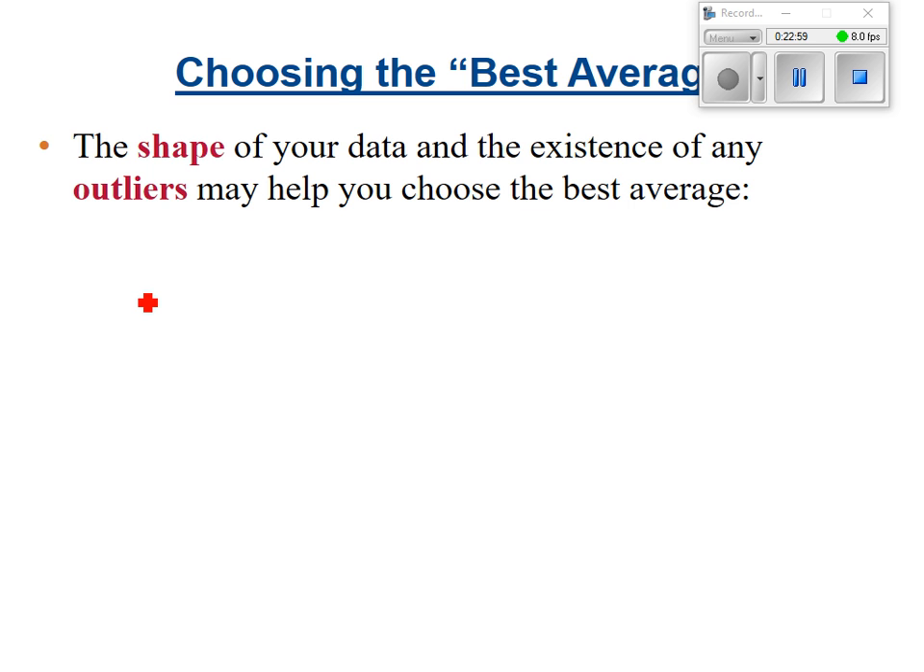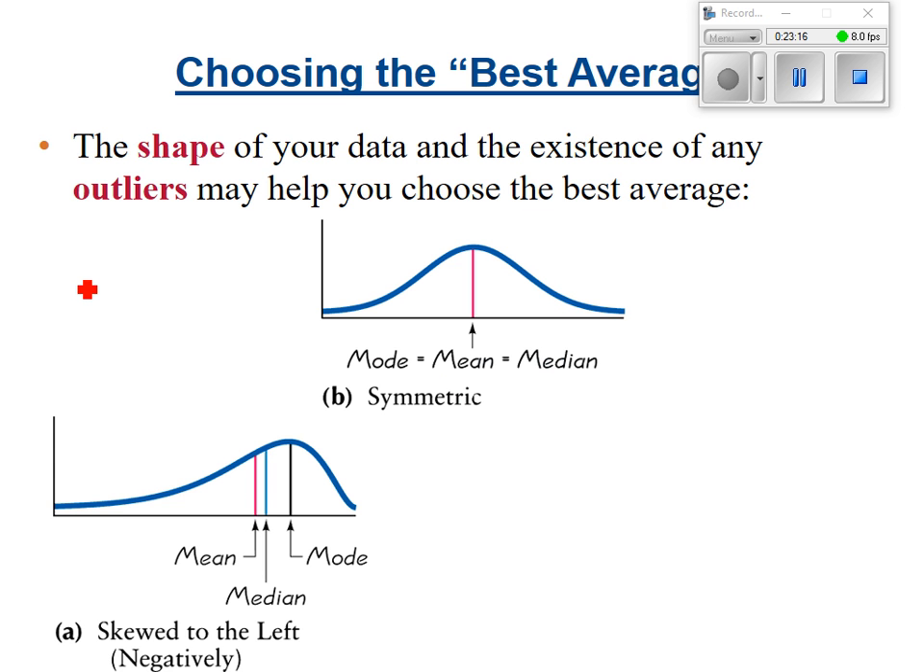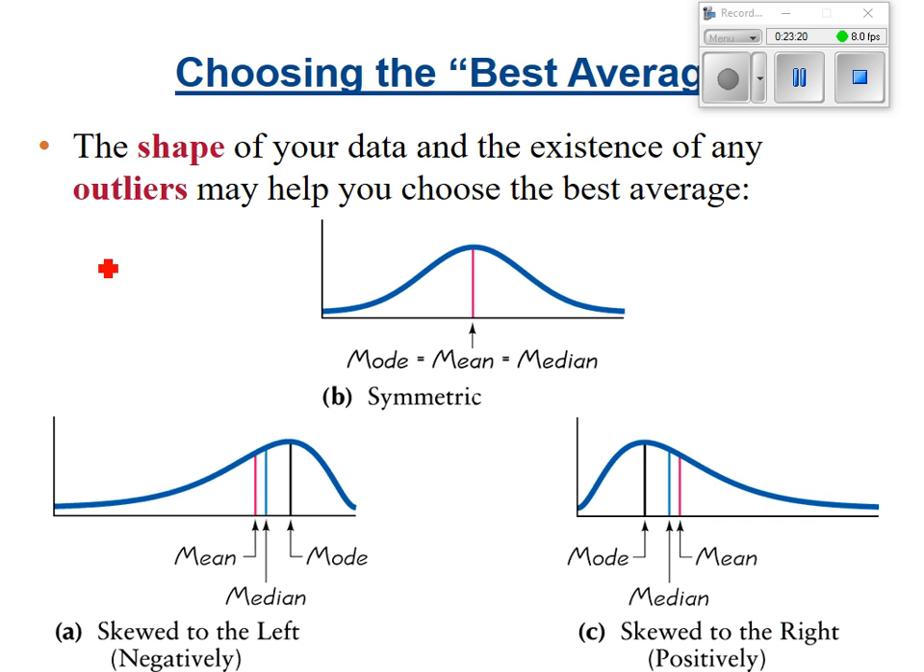Shape. The shape of your data and the existence of any outliers may help you choose the best average. There are going to be 4 different shapes here. These are very, very important, and we're going to talk a bunch about them. This is something we didn't get to last time. But just looking at these shapes, notice how this shape is.